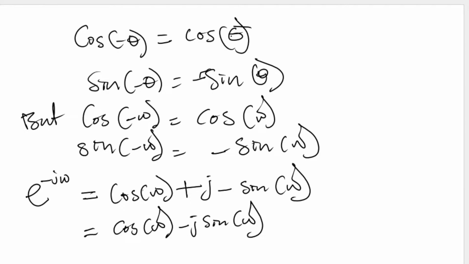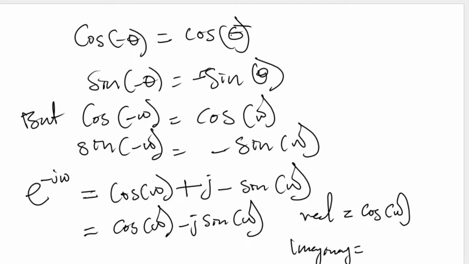our real part and our imaginary part. For your real part, you simply have cos W. And for your imaginary part, you simply have minus sine W. Are we together? So from your given question, you've been able to identify your real part and your imaginary part. Are we together?